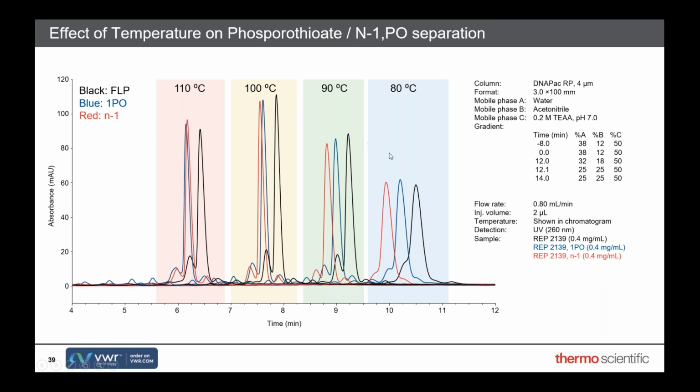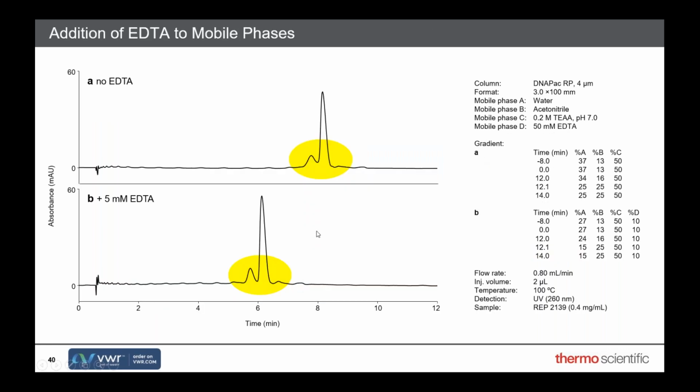Here we're looking at different extremes of temperature, and we can see that the N-1 and PO separation is better done at between 80 and 90, where you're getting good peak shape. Here we've got the red one, which is an N-1, the blue one's a PO, where you haven't fully thiolated, you've lost an S, and the black one's the full product, or the good product. And you're separating them both, so you are separating the N-1 from the PO. But you can use EDTA as an additive, and EDTA has been known to sharpen the peak shape.